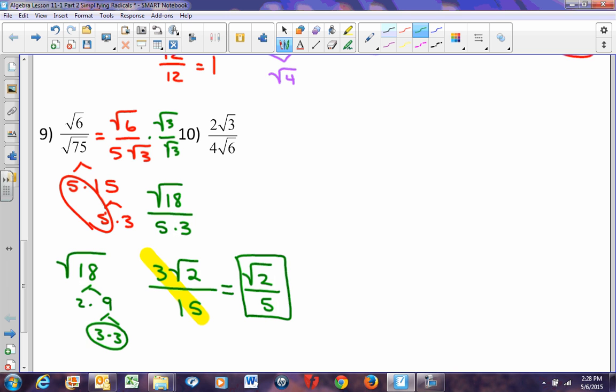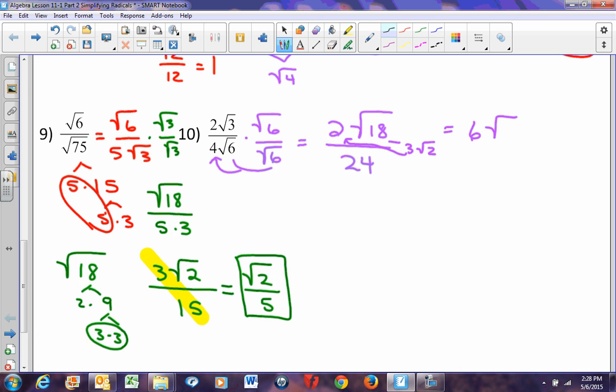Number 10. I can't reduce it anymore, so I'm just going to multiply it by the square root of 6 over the square root of 6. So I'm going to get 2 square roots of 18 over 6 times 4 is 24. But the square root of 18 we already know reduces because we did that the last problem. Square root of 18 is 3 square roots of 2, and that 3 has to get multiplied by the 2. So this 18 becomes 3 square roots of 2. This 3 has to get multiplied by that 2, so it becomes 6 square roots of 2 over 24.